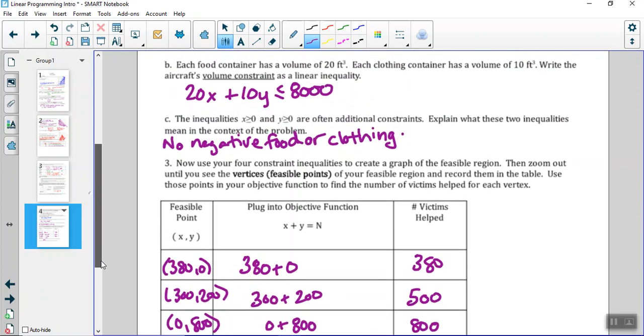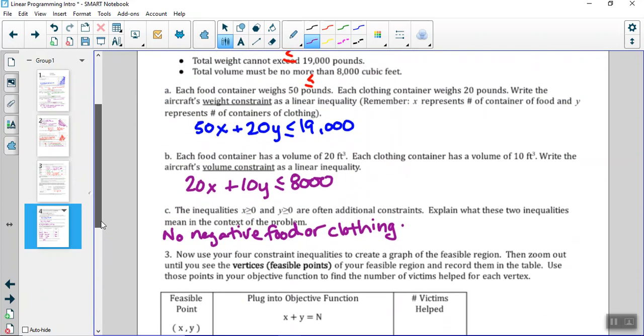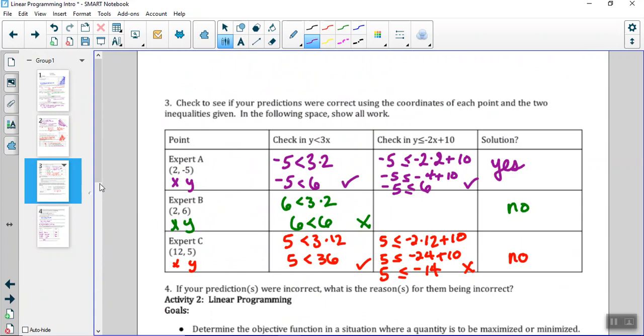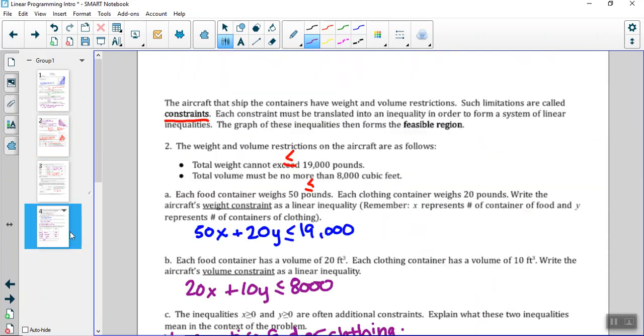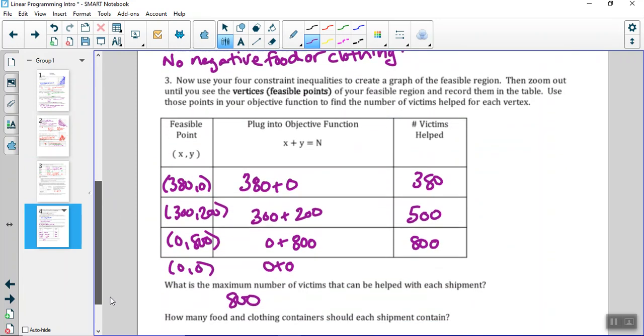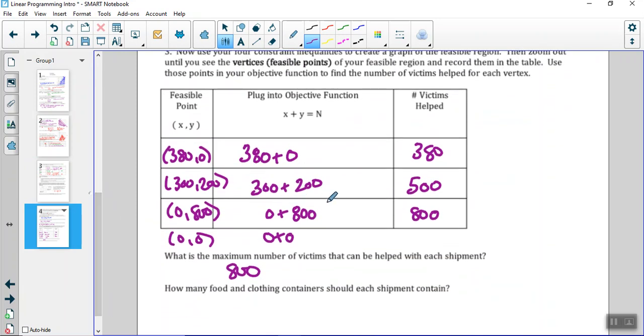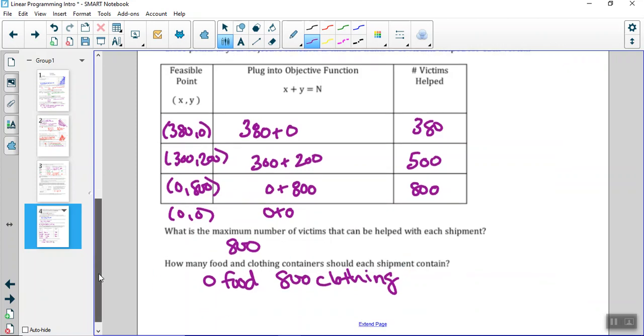So let's go back and see which was x and y. We can look at a picture. I think that's the easiest thing. So food is x and clothing is y. So we can help the most people if we had 0 food and 800 clothing. Okay, and that's it.